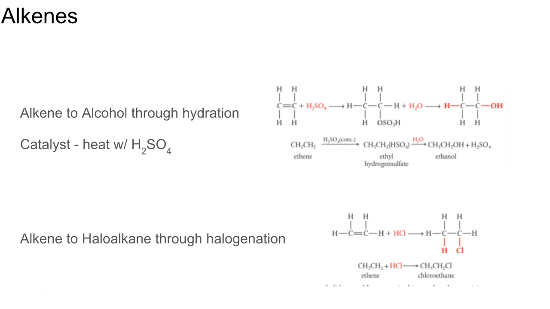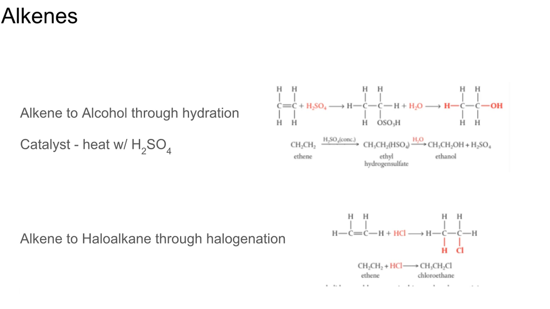We can turn alkenes into alcohols through hydration. And so for this we will need concentrated sulfuric acid and also some heat. What this will do is it will add a hydrogen to one of the carbons and add a hydroxyl group, an OH, an alcohol group, to the other carbon.